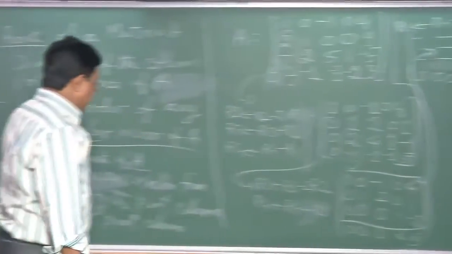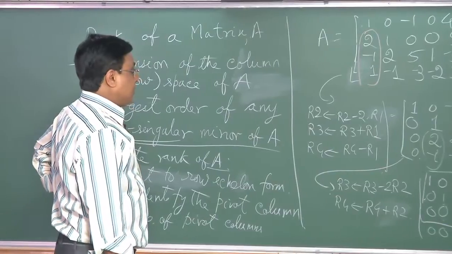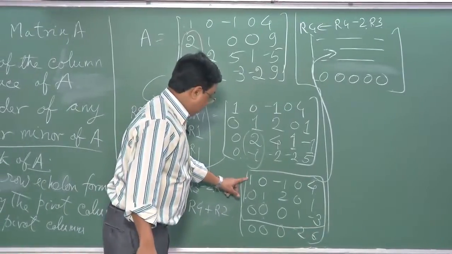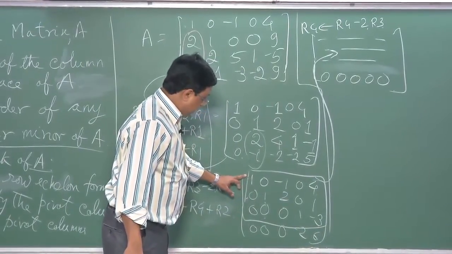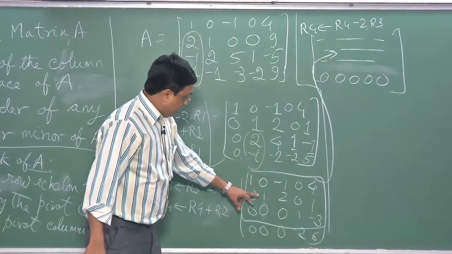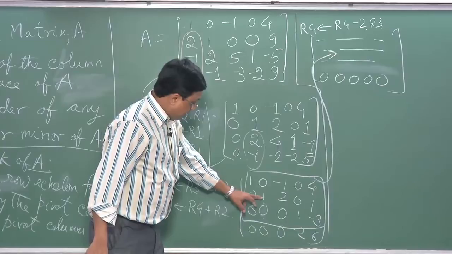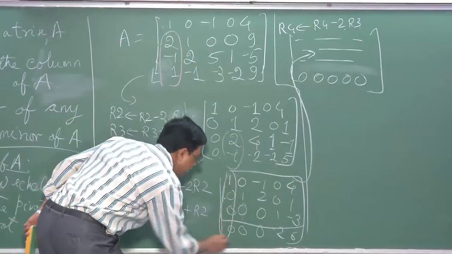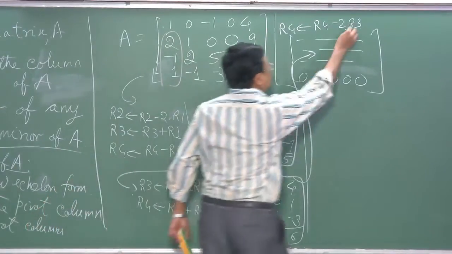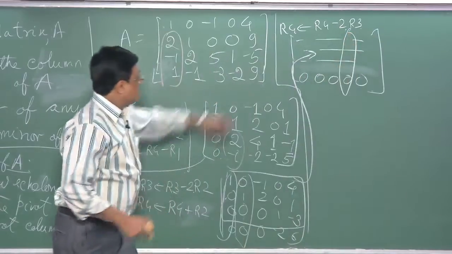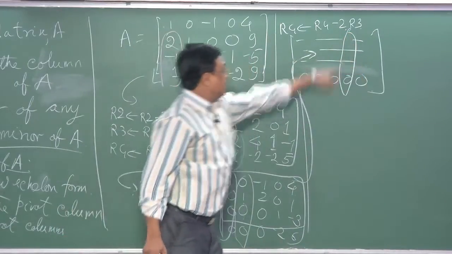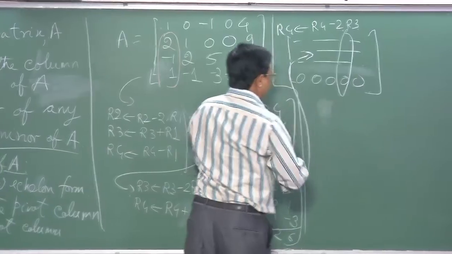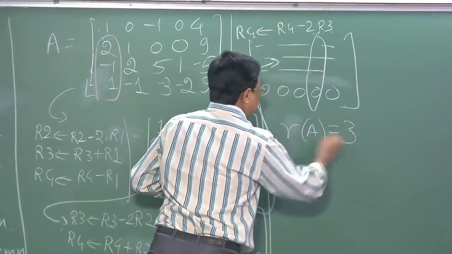You need to find out how many columns you have which have only 1 at the corresponding leading position, and that gives you the basis. So, you will have 1, 2 and 3. Okay. So, in fact, it will be this column here, another column here and this column at this position. Because this row will be 0 0 0 1 -3. So, you will have 1, 2 and 3, the rank of this matrix A is 3.